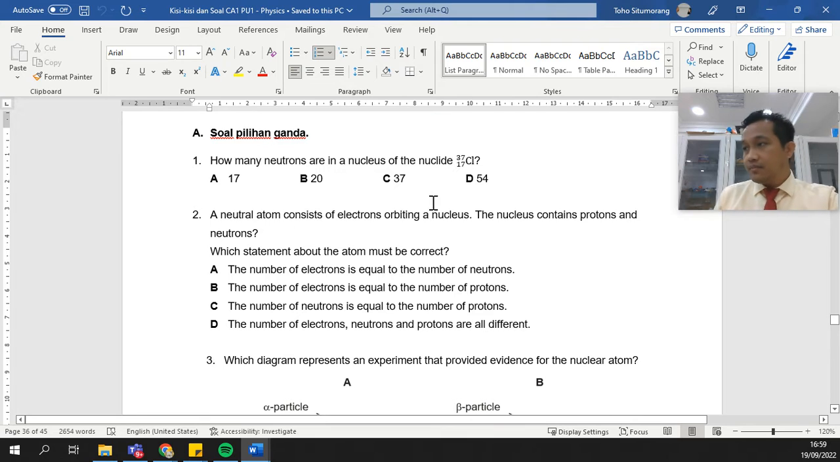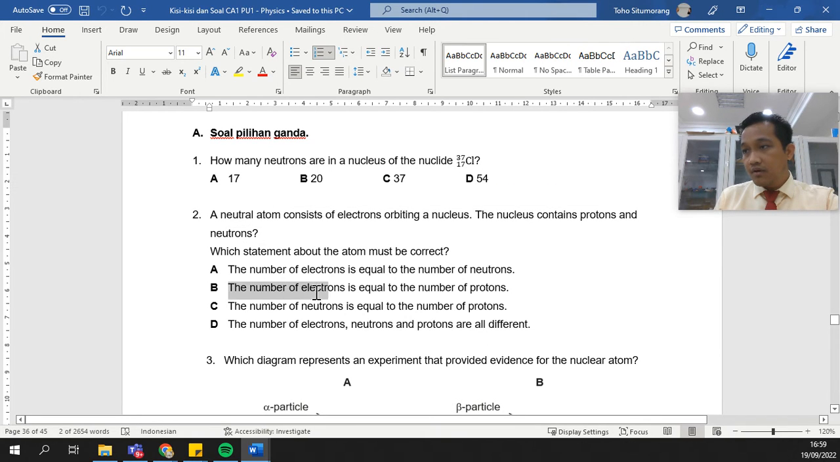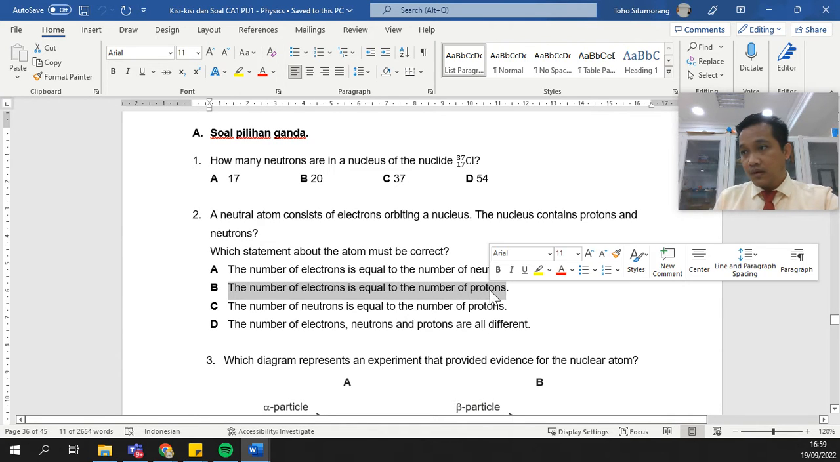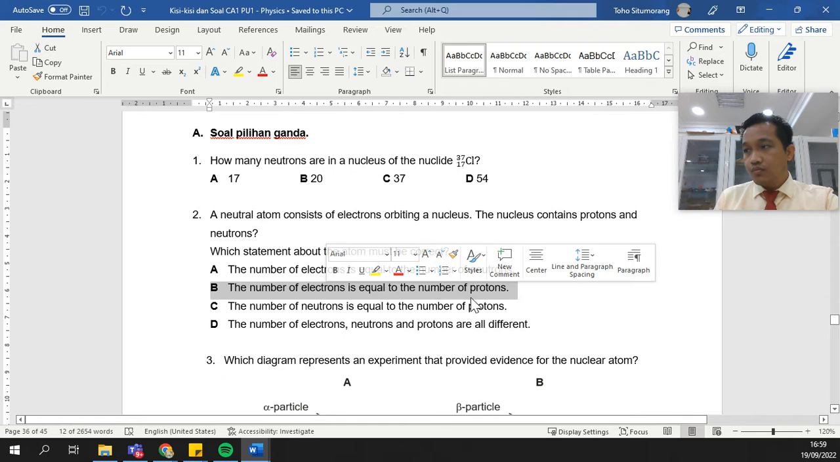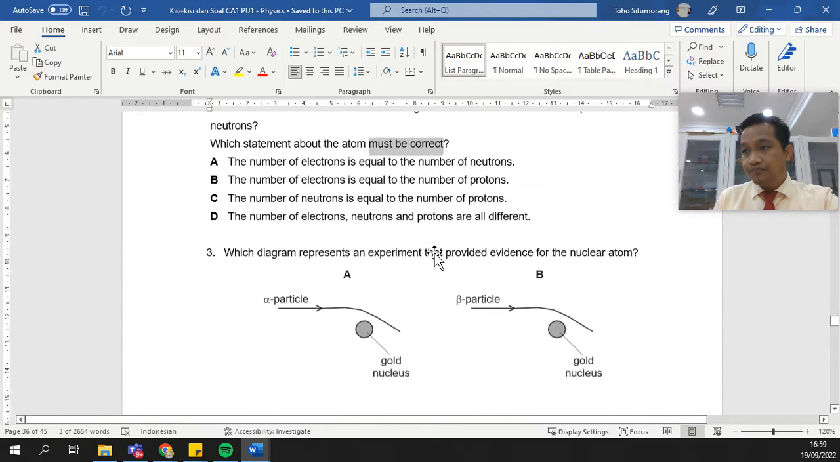Okay. In question 2, the nucleus contains proton. This is a neutral atom, consists of electron orbiting the nucleus. Now the question is, which one is correct? Since the keyword here is a neutral atom, so take a look at this. The number of electrons is equal to the number of protons. Okay, negative charge is equal to positive charge. That is for sure and must be correct.